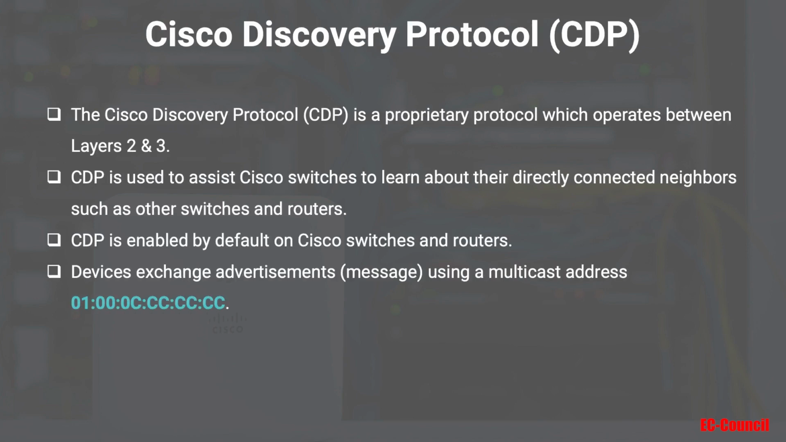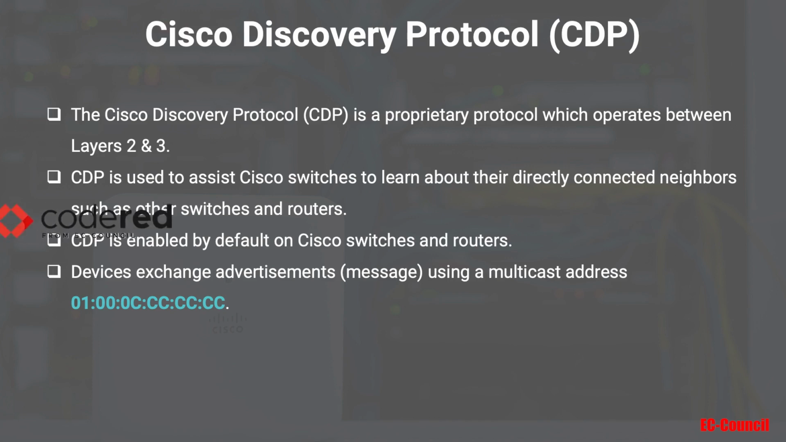The Cisco Discovery Protocol, also known as CDP, is a proprietary protocol which operates between Layer 2 and Layer 3 of the OSI model and also the TCP/IP protocol suite. CDP is actually used to assist Cisco switches to learn about their directly connected neighbors and other switches and routers on the network. CDP is enabled by default on all Cisco routers and switches.